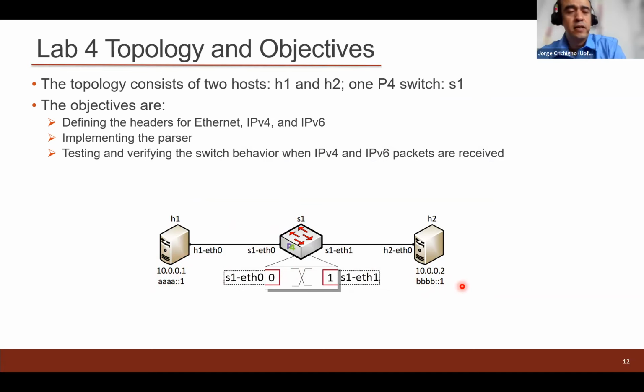So hopefully, by the end of this lab, we will be able to define headers, not only for Ethernet, IP version 4 and IP version 6. One of the key advantages of a programmable data plane is that we can come up with our own header fields, headers, or protocols. It's pretty easy. Then we will implement a parser and then test and verify the switch behavior. So those are the goals of lab number 4.